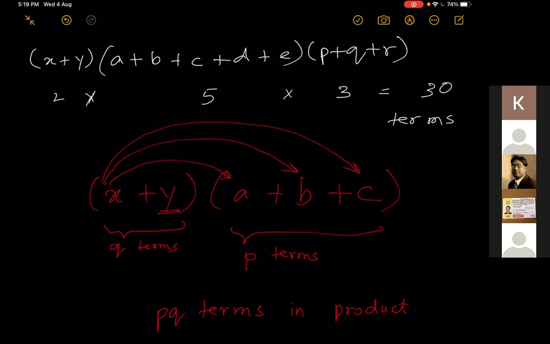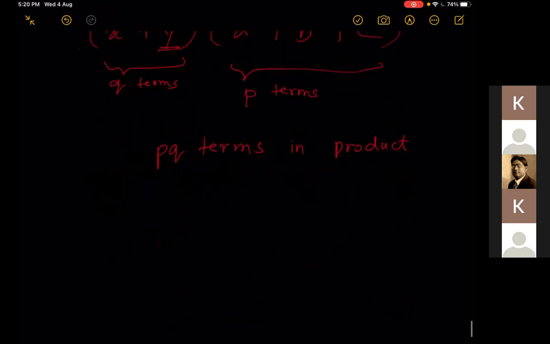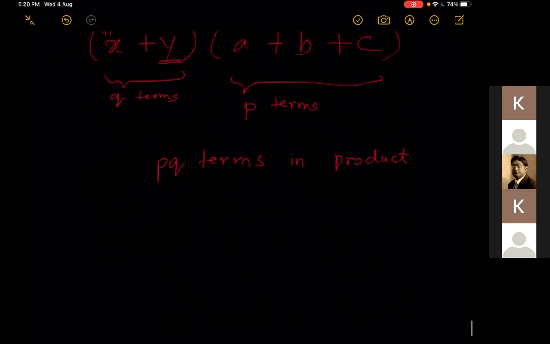Right? Everyone understood? Like if I am x, I will have p terms. If I am y, I will have p terms. If I am z, I will have p terms. Similarly, there are q many variables, each has p terms. So p into q, right?